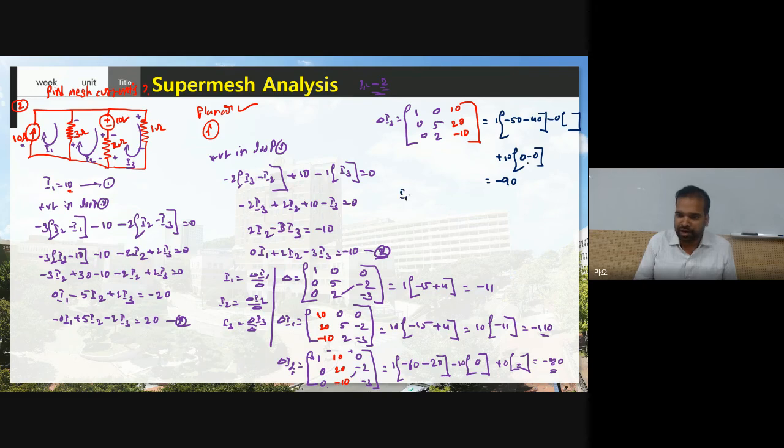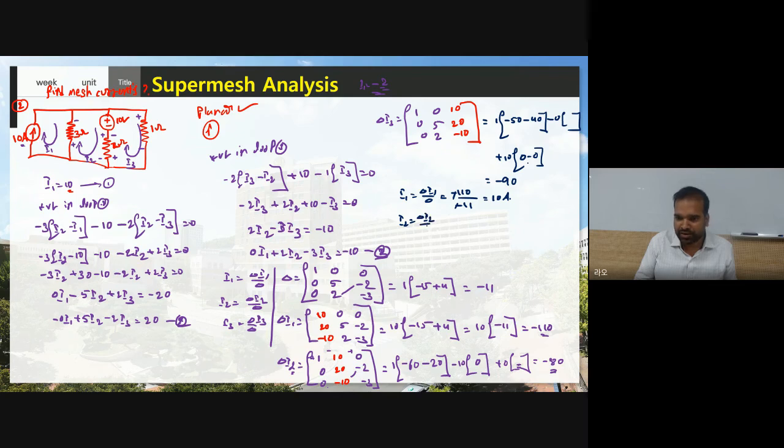Now you need to find I1, delta I1 by delta. What is delta I1 here? Delta I1 is minus 110. What is the delta here? Delta equal to minus 11. Therefore, you will get I1 equal to 10, because 11 tens are 110. Okay. So this is 10 ampere.